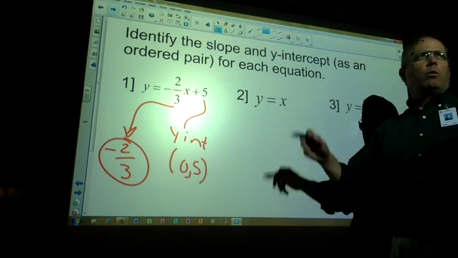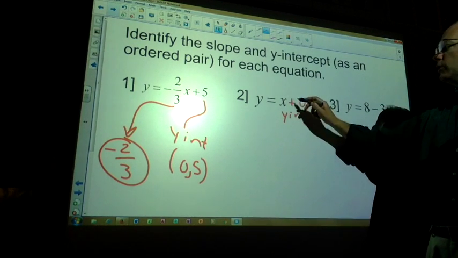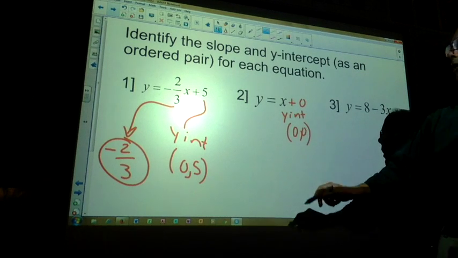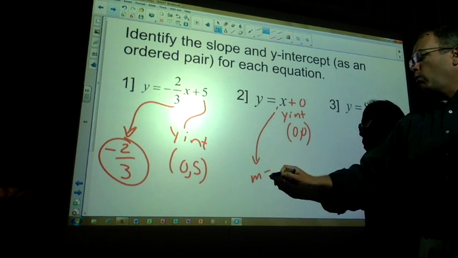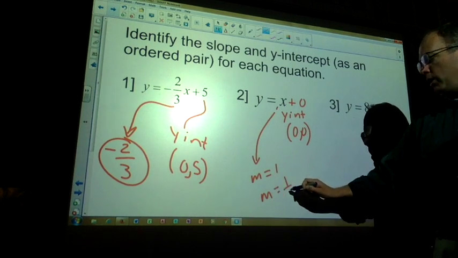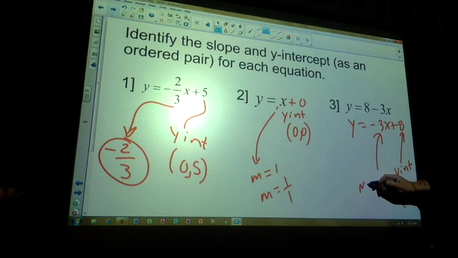What if I have the equation y equals x? What's my y-intercept? 0. So 0, 0. This crosses right at the origin. What is my slope here? Yeah, our slope is equal to 1. Some people prefer to put it 1 over 1. What's the correct answer? Both. Number 3, we have it out of order a little bit, so I always like to put it back in order. So now your y-intercept is the point 0, 8, and our slope is what? Negative 3 or negative 3 over 1, however you want to represent it.